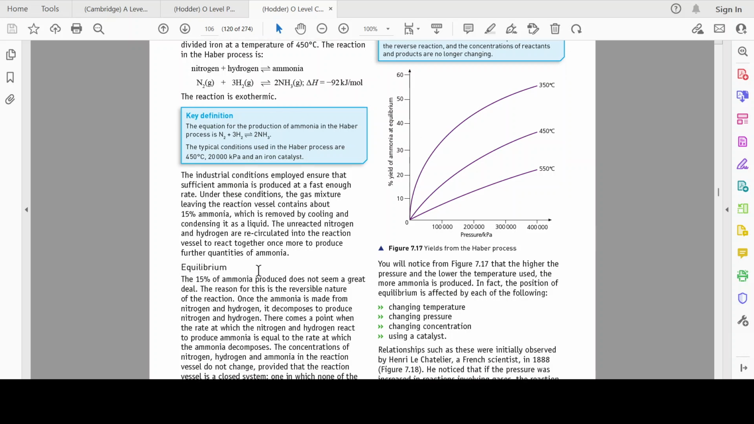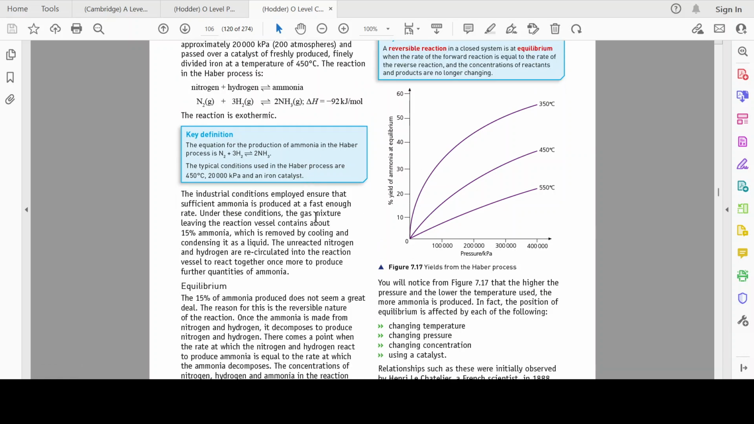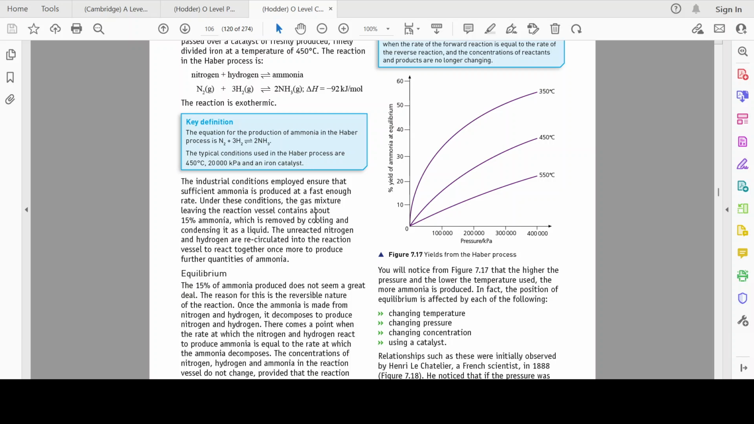And so this is happening in a closed system. Obviously, you're not reacting nitrogen and hydrogen out in the open. You're reacting them in a pressurized container, because you've got 20,000 kilopascals. In a closed system, your gases are not leaving on their own and nothing is entering from the outside, unless you want it to. And so equilibrium means that the rate of the reverse and forward reaction is equal, it balances out, and so the concentrations are not changing.